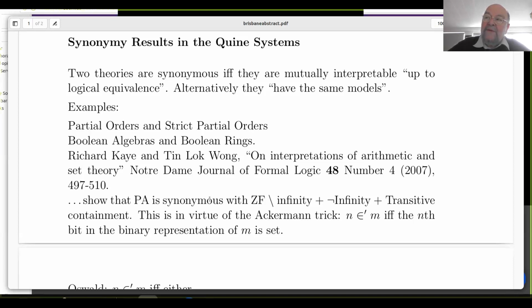what happens is that if you take a sentence in one theory, translate it into the other, and then translate it back, you're not guaranteed to get the same sentence, but you're guaranteed to get something that's logically equivalent. So let's have some examples of this.